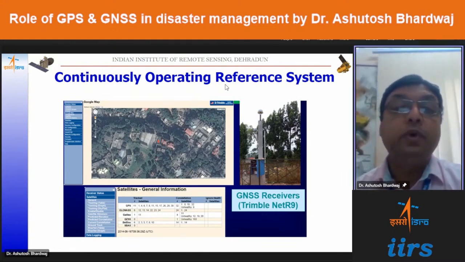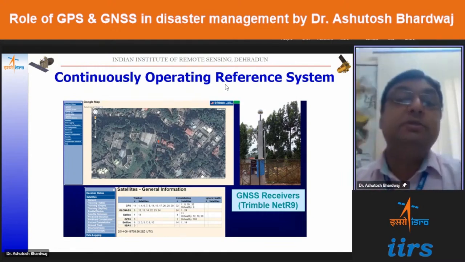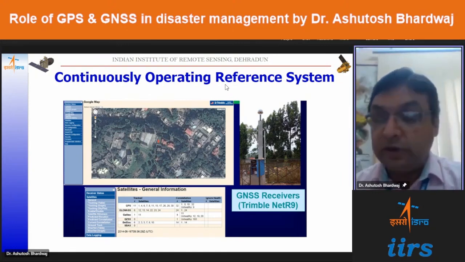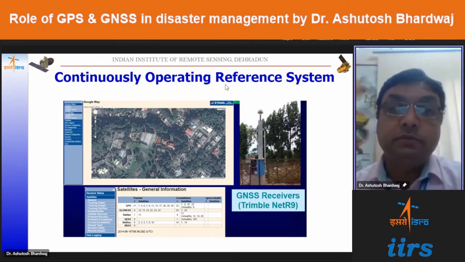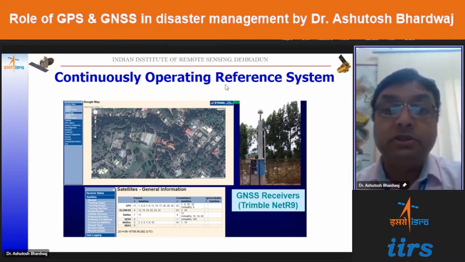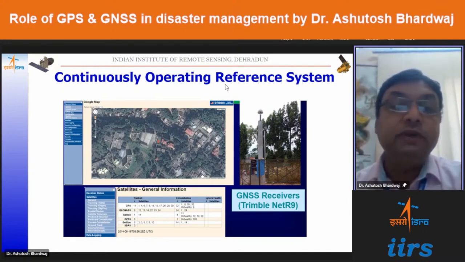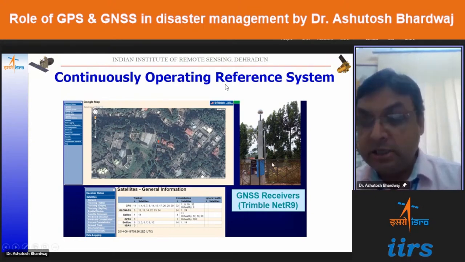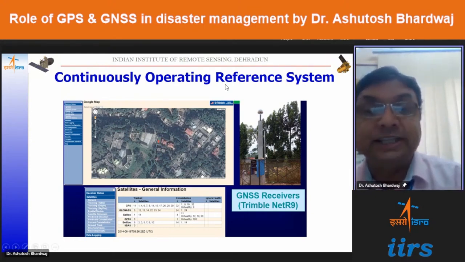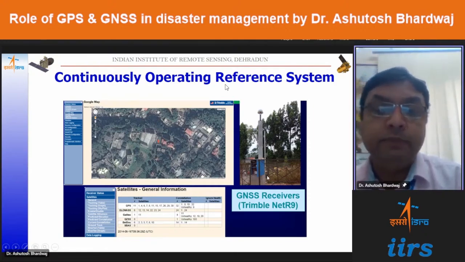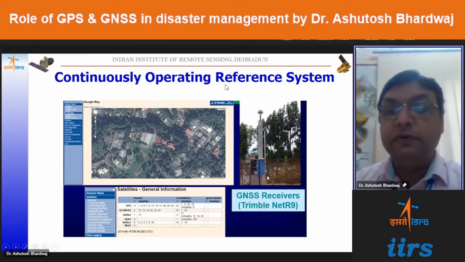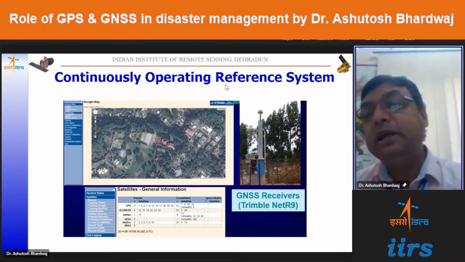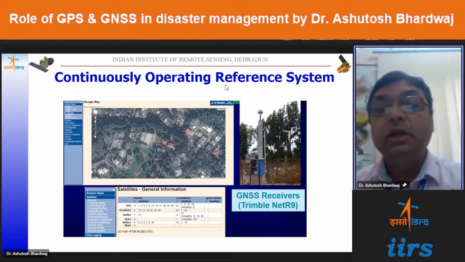alone, along with a few hundred CORS established by other agencies too. So all over India, we are going to have a CORS network. Currently, we have about 300 plus CORS actively operated by various agencies in India. So currently also we have a very good network. This is the CORS station at IIRS, in the Indian Institute of Remote Sensing campus, which we are operating. Because of the large number of satellites, at any moment we are getting about 40 satellites in our region.